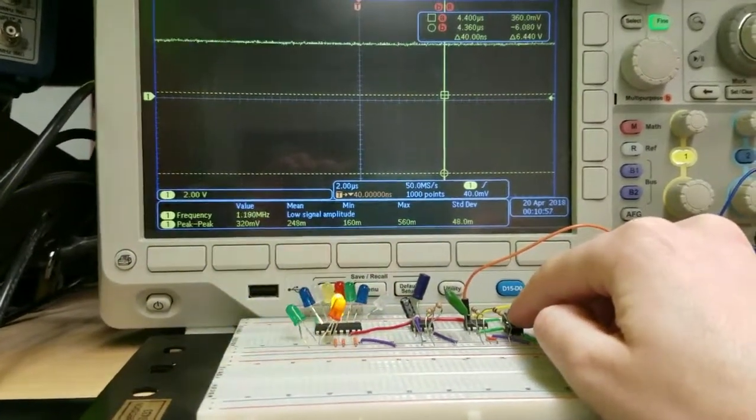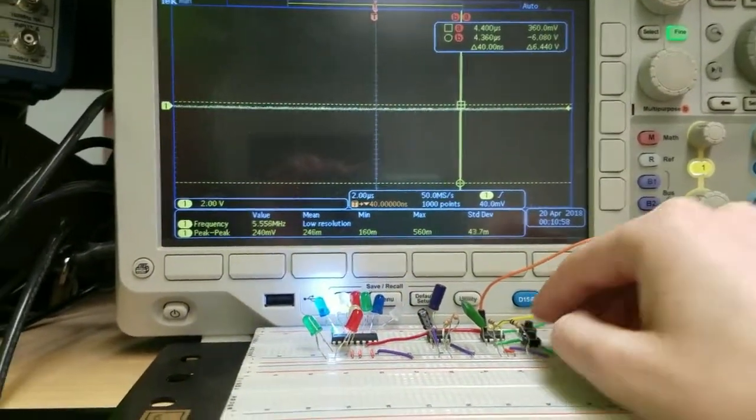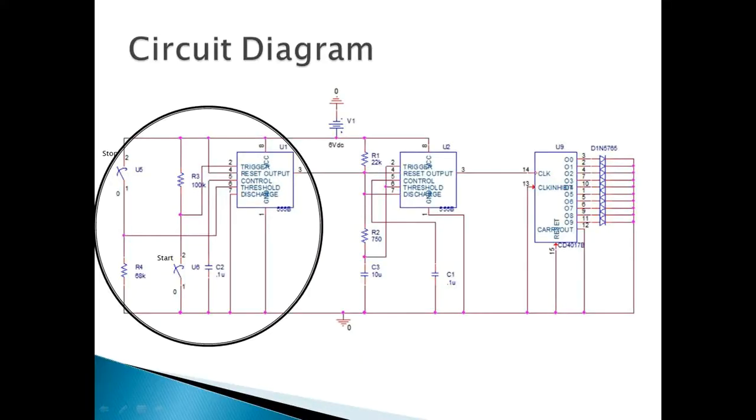Pressing the start button, the trigger pin will receive power, and this allows the current to flow from VCC to ground and output goes to high. Pressing the stop button, the threshold pin will receive power. This creates a path to bypass the start button and the output goes low. The pull-up and pull-down resistors are in the circuit to ensure that the trigger and threshold pins are either high or low and not floating.